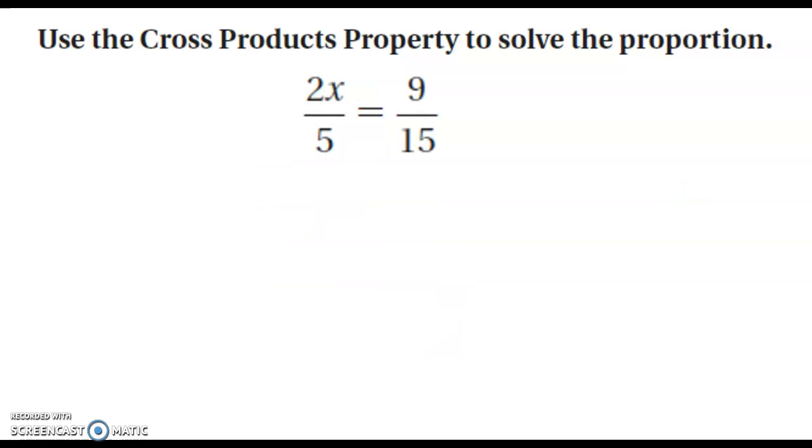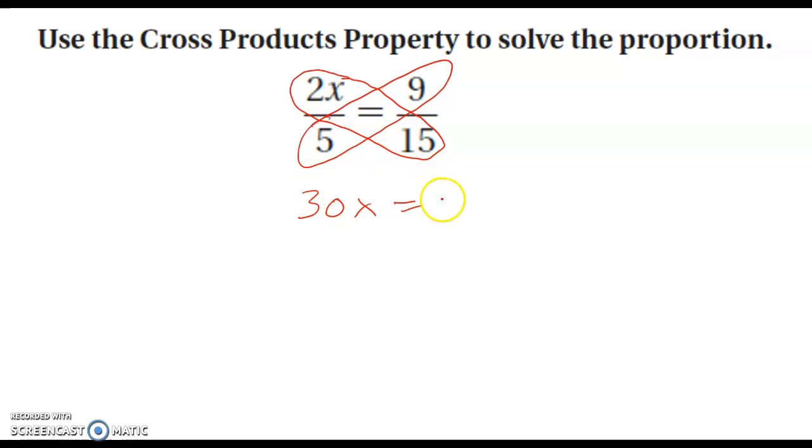Now this one's a little trickier because it has a number with the variable. So when we go 2 times 15, 2x times 15, that ends up being 30x. And then 5 times 9, that ends up being 45. So we end up with 30x equals 45, which is a one-step equation. So now we divide both sides by 30. This one's going to be another decimal, 1.5.